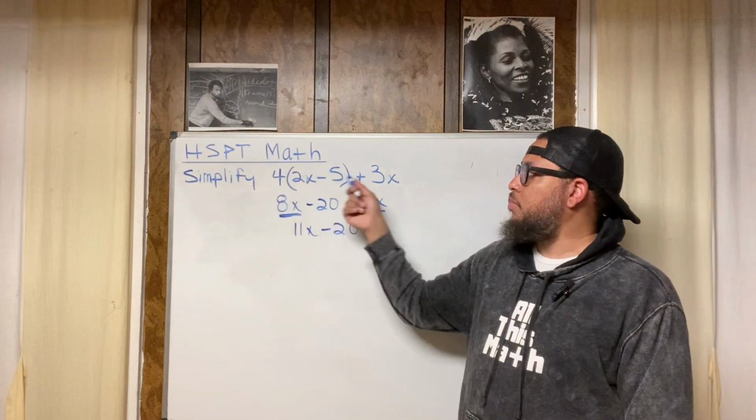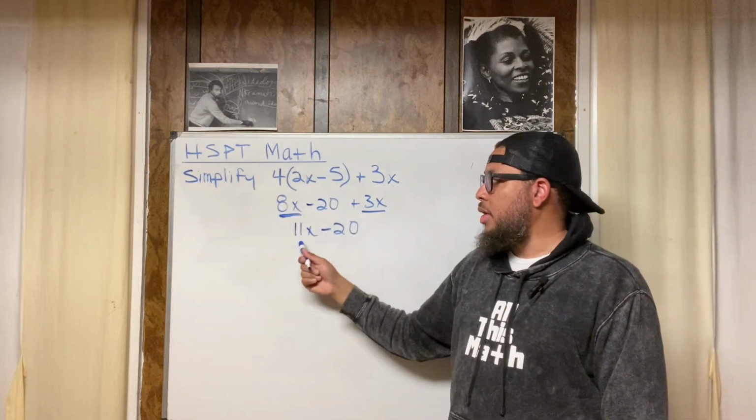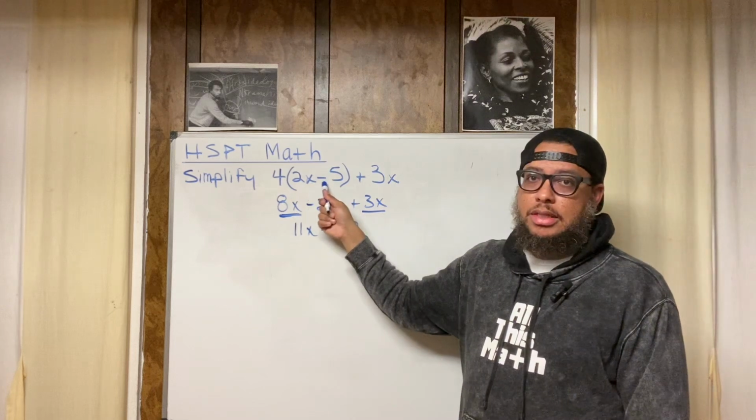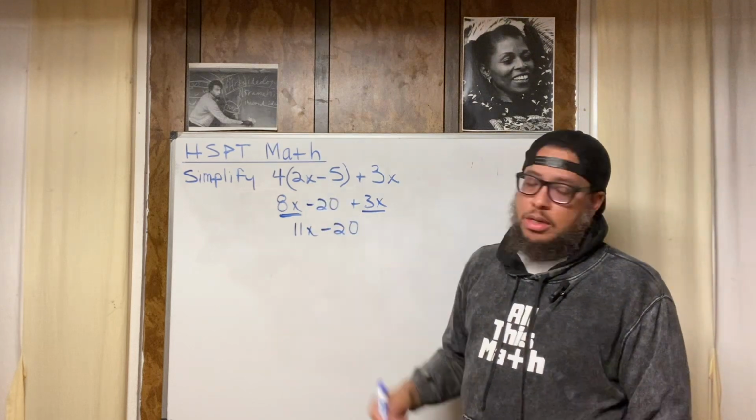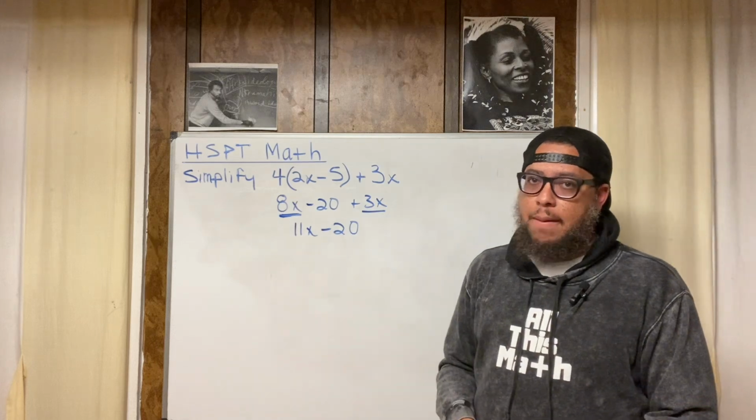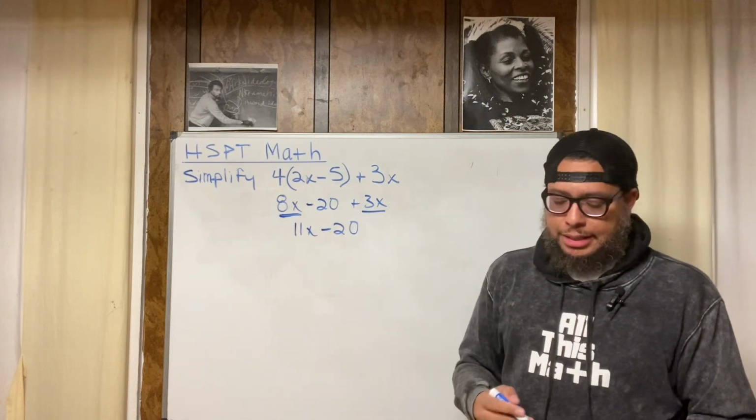So this original expression simplifies to 11x minus 20 after we multiply the 4 by everything in the parentheses, and then we combine like terms. So distribute, combine like terms. That's all we had to do here. All right. So make sure you know how to do problems like this.